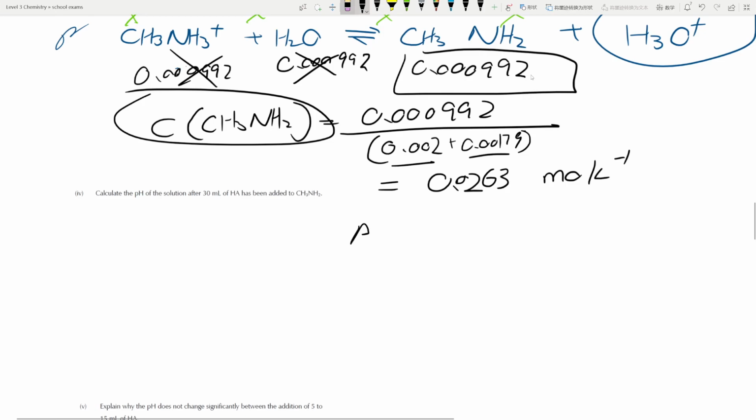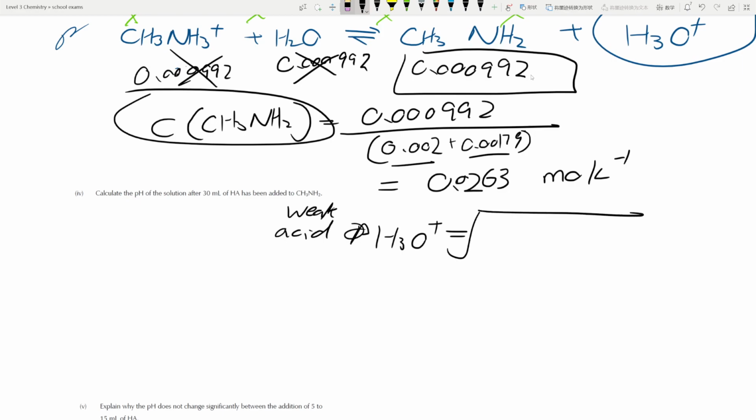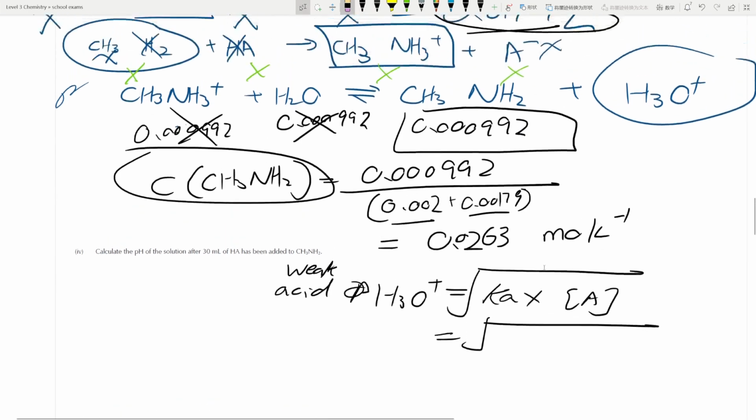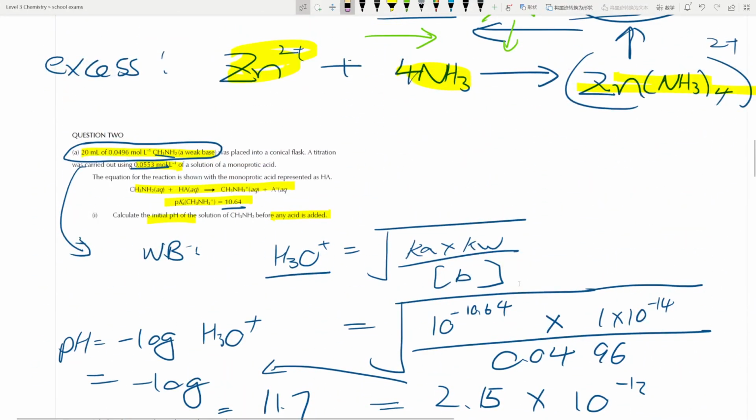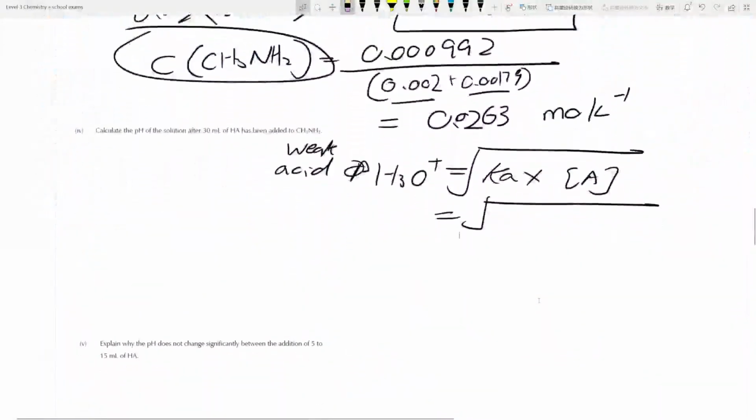So the pH, how do we do that? H3O plus. So this is a weak acid calculation now. So that's going to be just Ka times the concentration of the acid. So we'll just substitute numbers in. What's the Ka? I think Ka from previous one was, where's the Ka? Let me find it. pKa is 10.64. So Ka is 10 to the power of negative 10.64 times the concentration of the acid.